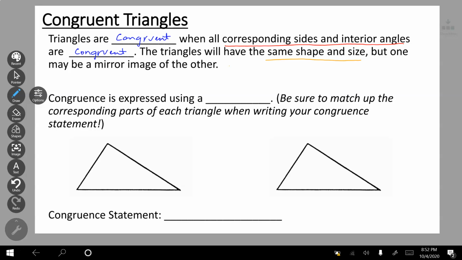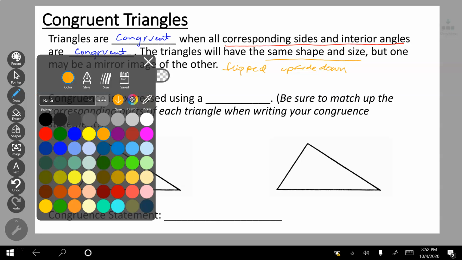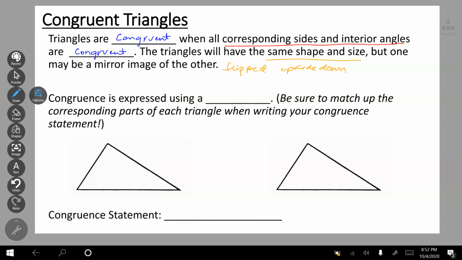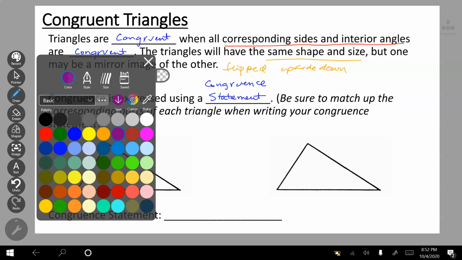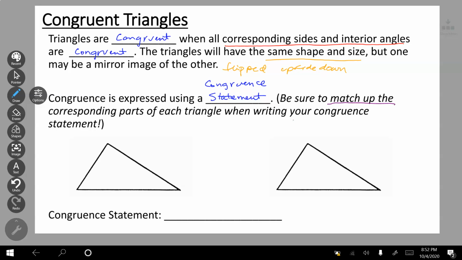They could be mirror images, they could be flipped around, they could be upside down, they could be in many different ways. So when we're done looking at two triangles that are congruent, we're going to write something called a congruence statement. Okay? And the big thing with a congruence statement is that we need to match up the parts of each triangle when writing this statement.